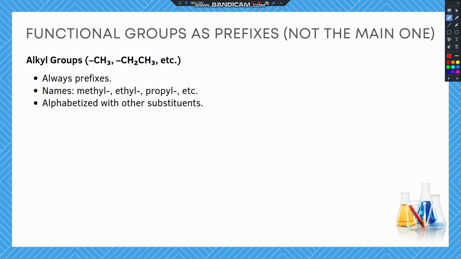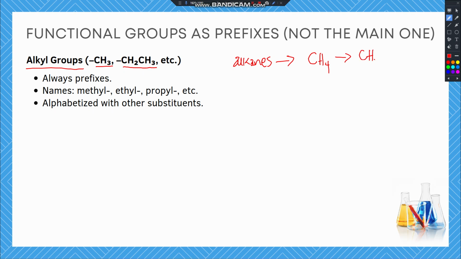And then finally, for functional groups, when they are not the main ones, we have the alkyl functional groups. This is where we have CH3, which is methyl, C2H5, which is ethyl, and so on and so forth. Remember, in one of the previous videos in this series, we said that alkyl groups are actually a derivative of alkanes, just that one hydrogen atom has been removed. So for example, let's say you have CH4. If you remove one hydrogen atom, it becomes CH3, and CH3 has the name methyl. So that's how we derive alkyl functional groups.